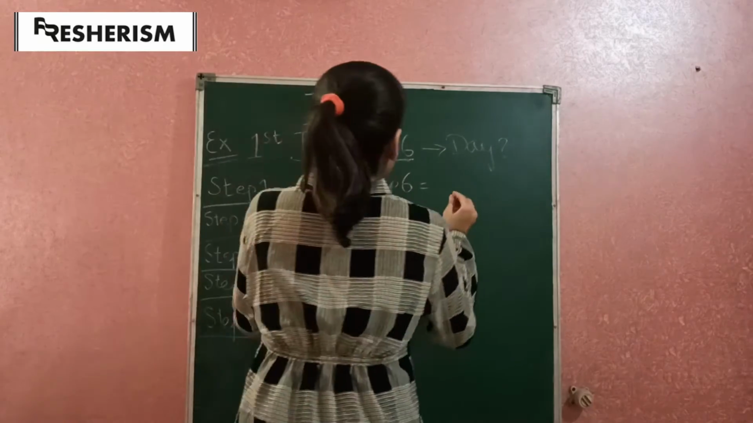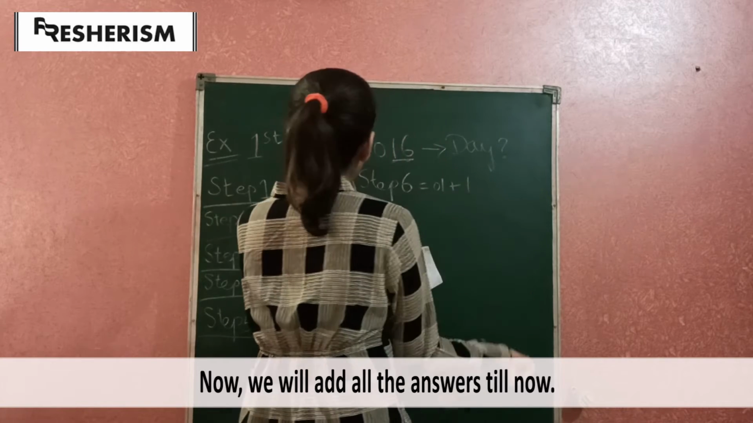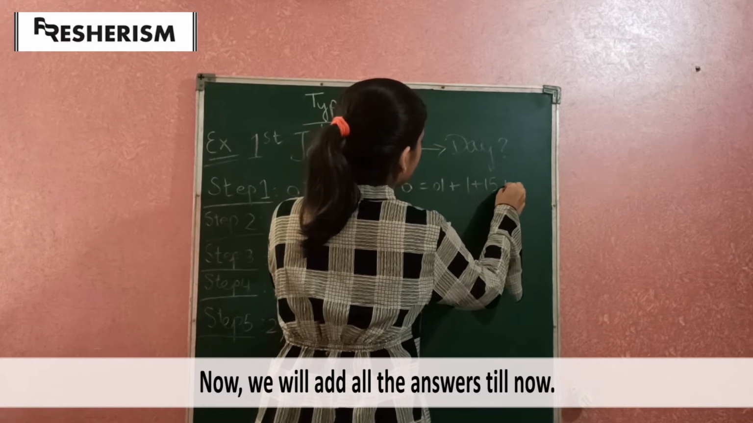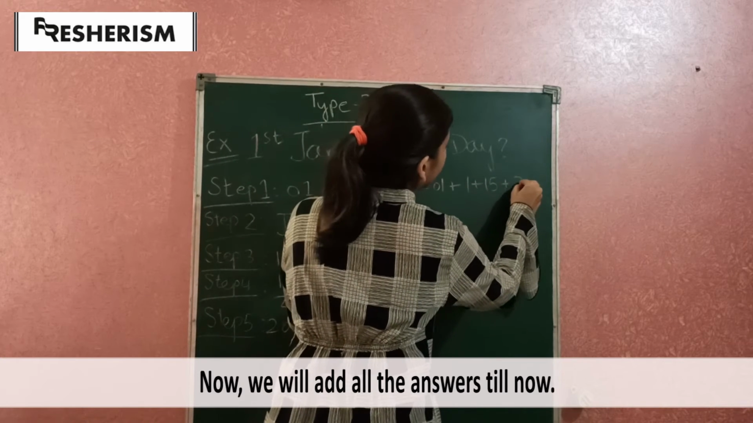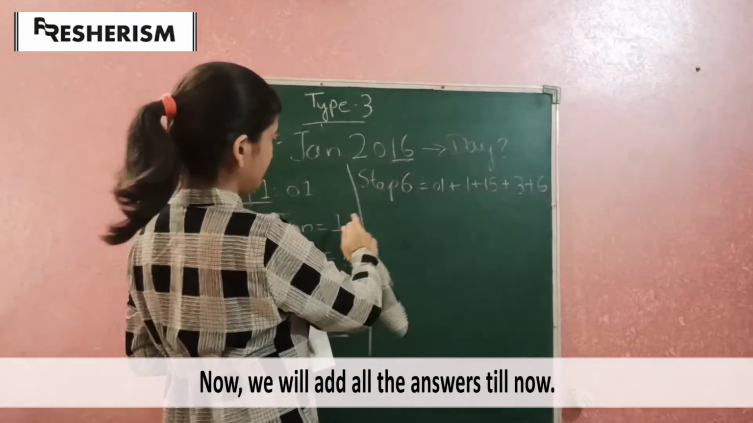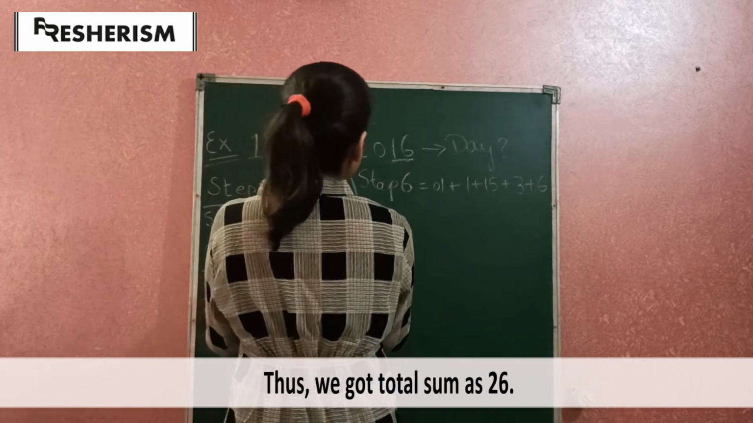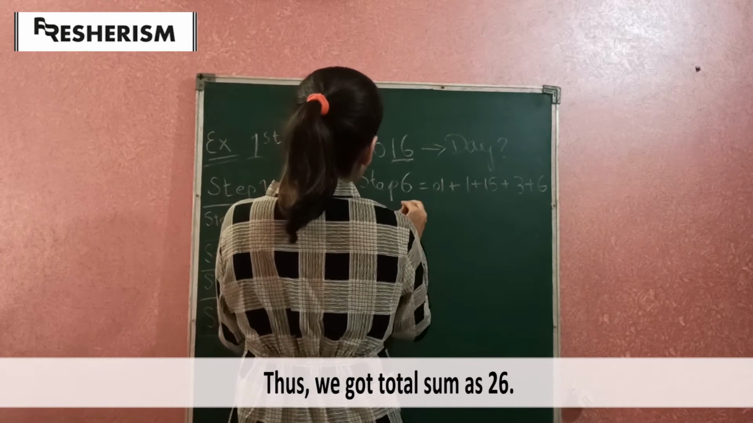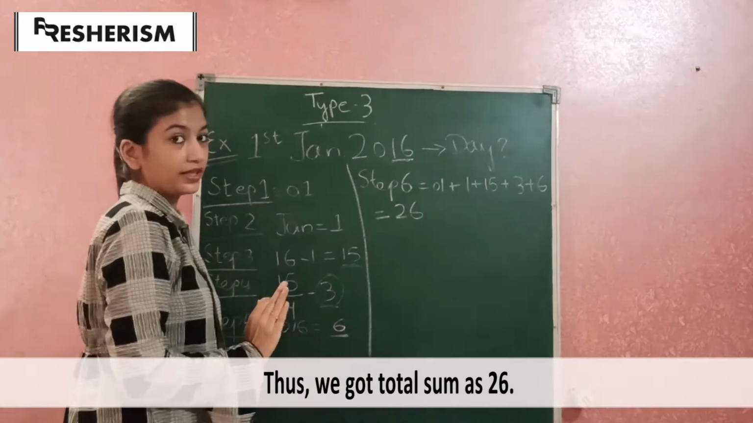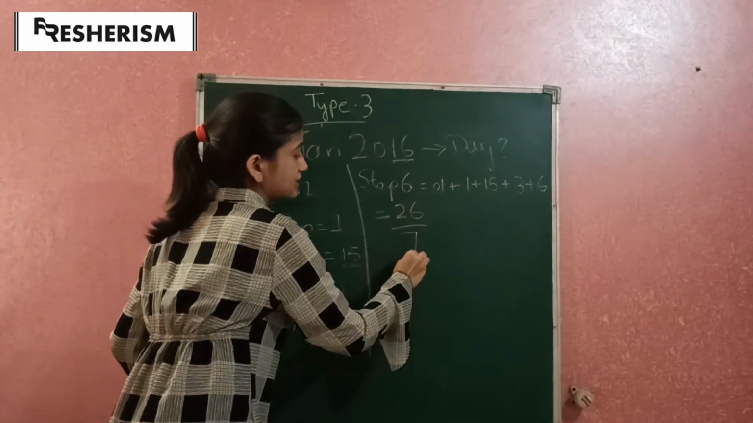So we'll add 1 plus 1 plus 15 plus 3 and plus 6. See, 1, 1, 15, 3 and 6. So the answer is 26. Here, after adding all the things, we have to divide this total answer by 7.